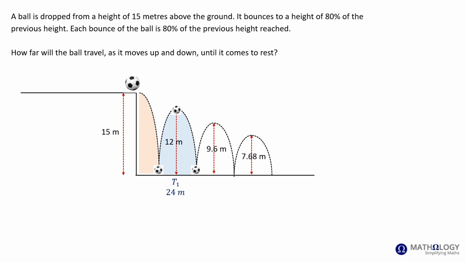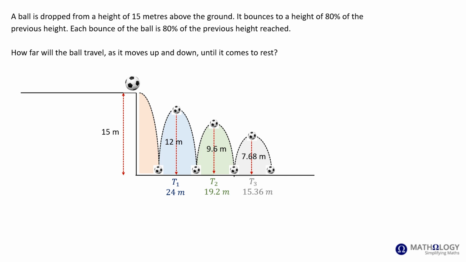Once the ball has struck the ground for a second time, it bounces to a height of 9.6 meters, and travels another 9.6 meters before striking the ground for a third time. Once the ball has struck the ground for a third time, it bounces to a height of 7.68 meters, and travels another 7.68 meters before striking the ground for a fourth time, etc.